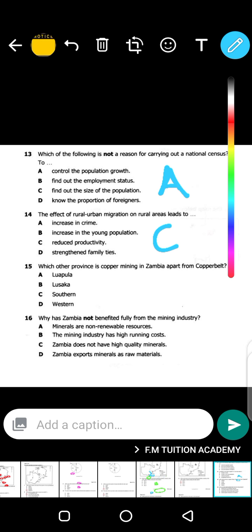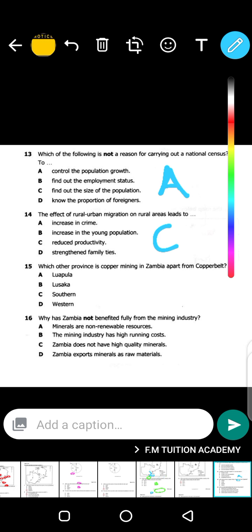C. When people are moving from the rural areas to the urban areas, you find that there'll be less employment in the urban areas. Due to less employment there, the people become less productive. Why? Because there will be no jobs. So due to many people moving from rural areas to urban areas, there'll be fewer jobs, so productivity will reduce because more people are coming.